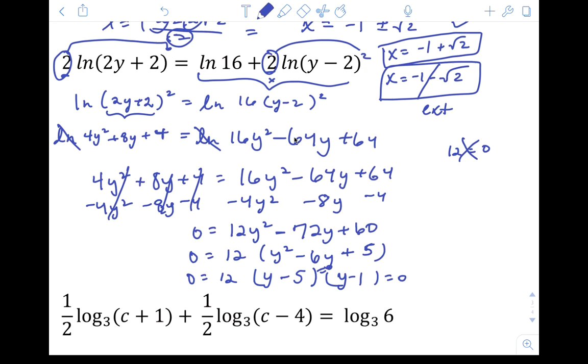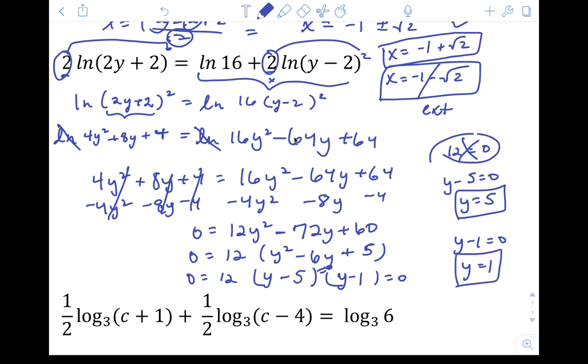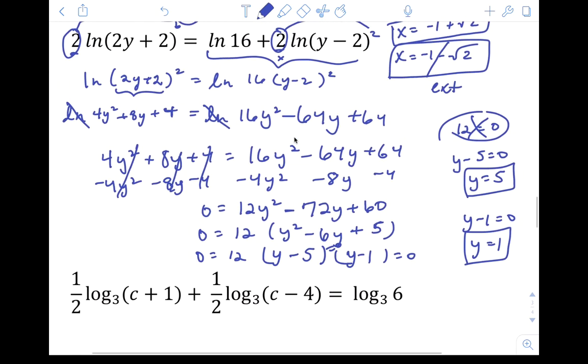It's just a stretch, right? Y minus 5 equals 0, so y equals positive 5. And y minus 1 equals 0, so y equals positive 1. Okay, we can't check this one because it's not an answer in the first place. We do need to check the 5 and the 1.